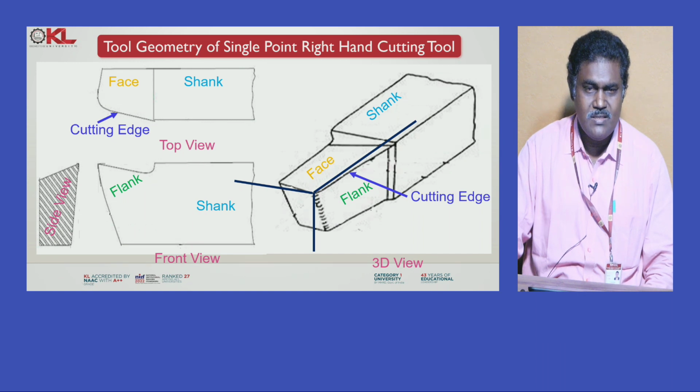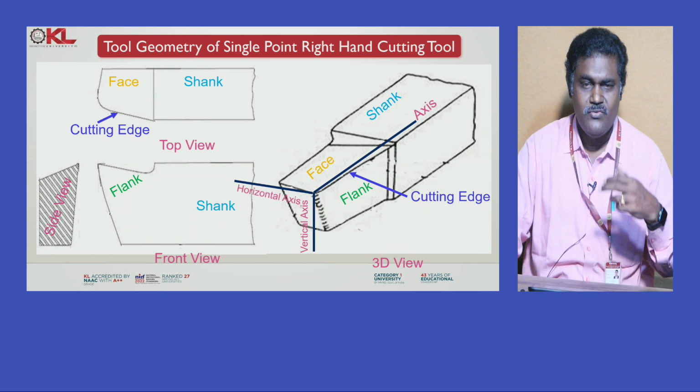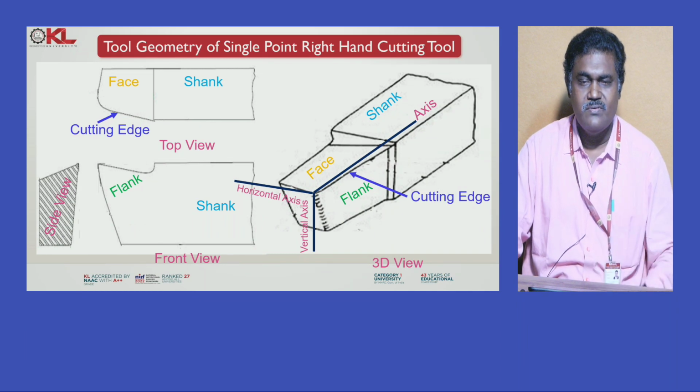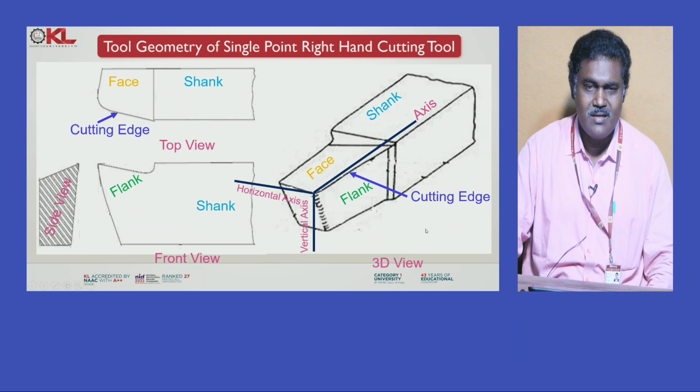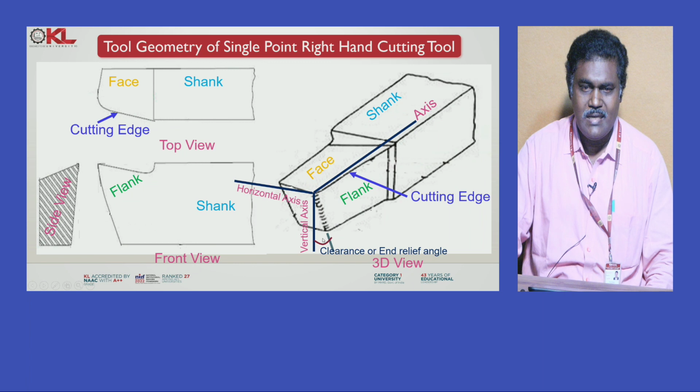Then first we will show the different axes. Now, this is the axis of the tool, and this is the horizontal axis and this is the vertical axis. Okay. Now, we are representing the axis. With reference to the axis, we are going to measure the angles of different surfaces that I want to show now. You can see that this angle is the clearance or end relief angle.